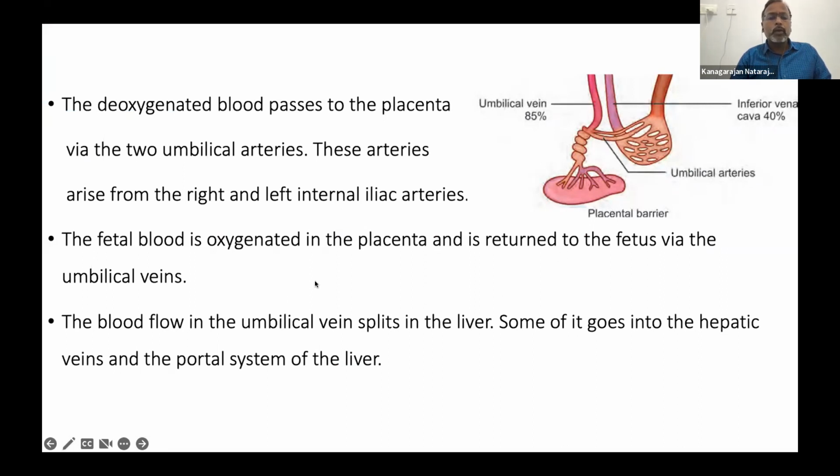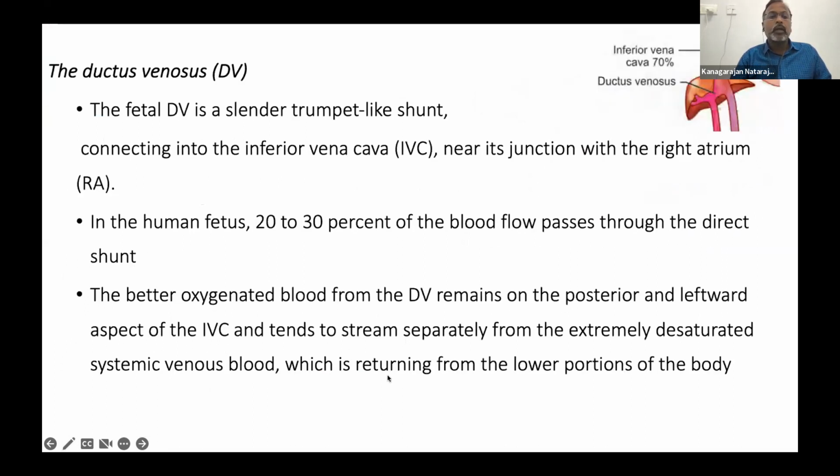The unique thing is that the blood flow in the umbilical vein gets split in the liver. Some of it goes to the hepatic vein and the portal system, and some of it goes through the fetal ductus venosus. This is the ductus venosus. This is your IVC. The ductus venosus is like a trumpet, a shunt connecting the inferior vena cava near its junction to the right atrium. So 30% of the blood passes through the direct shunt and bypasses the liver.